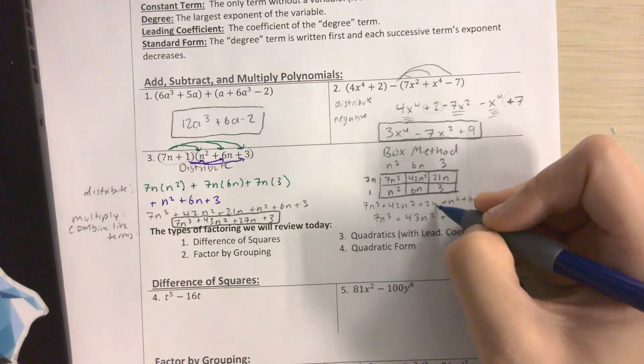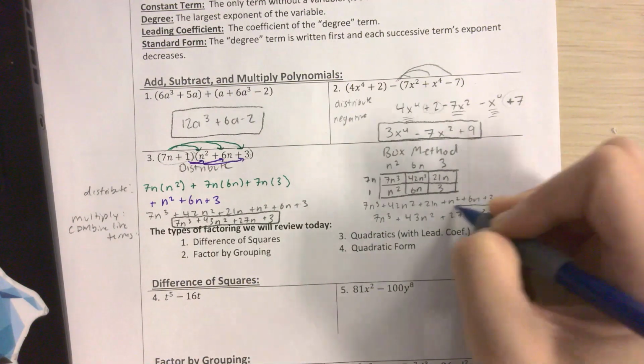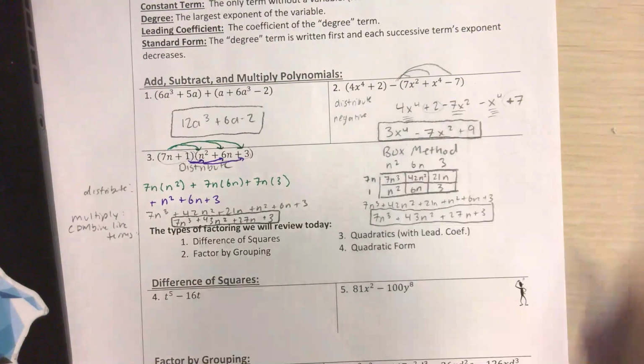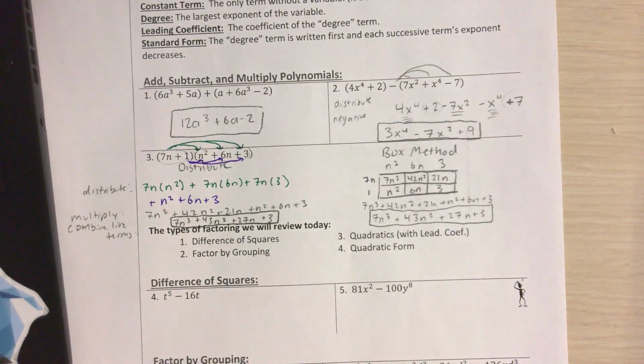Oops, there's a little n there. Plus 3. Alright, so we get the same answer for both. And that's multiplying polynomials.